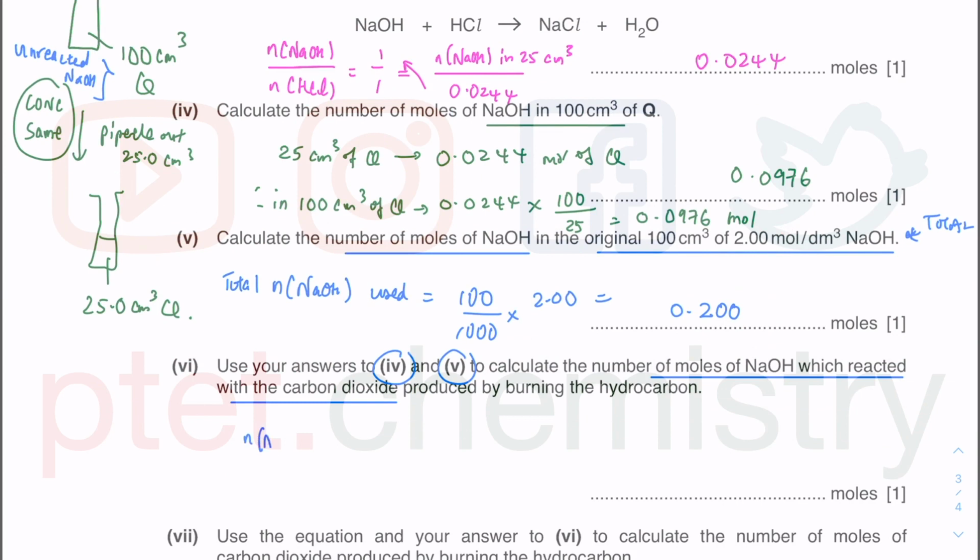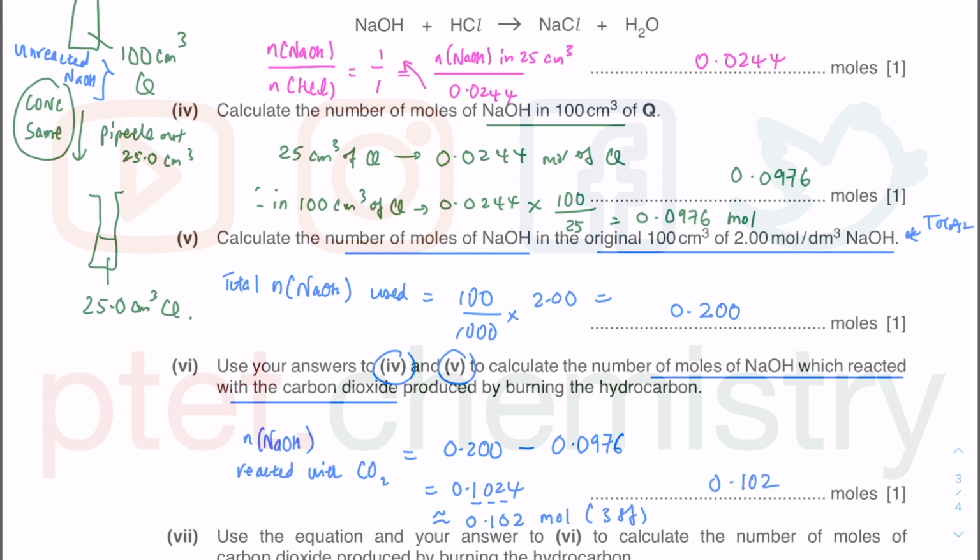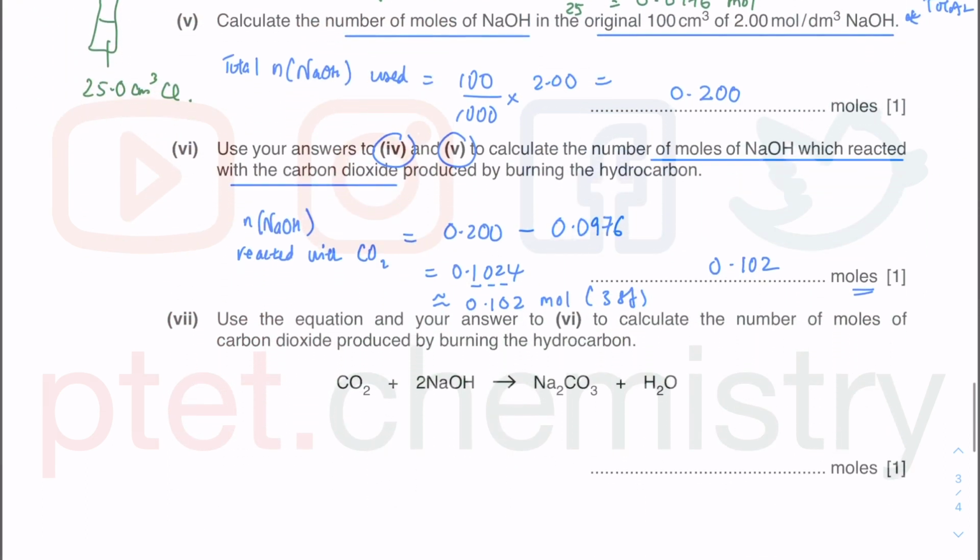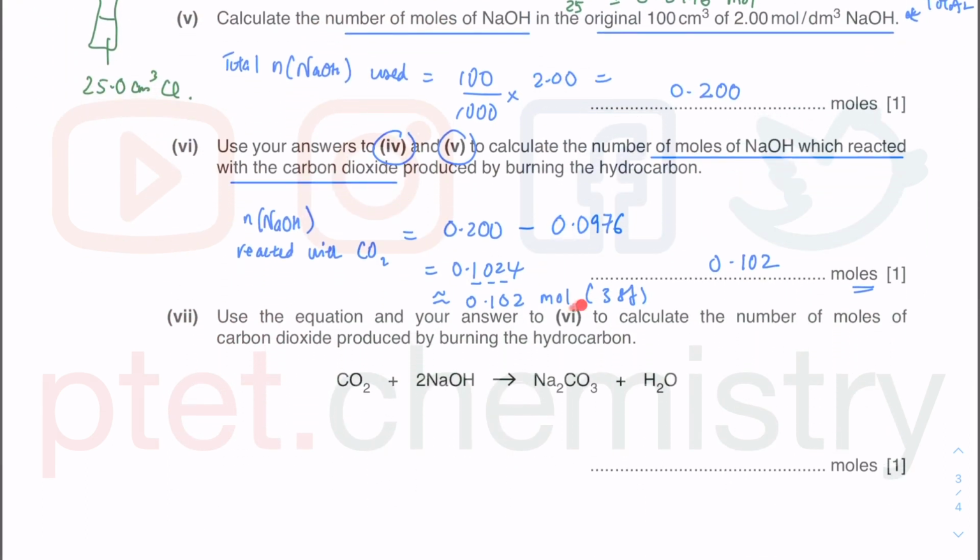So the mole of NaOH reacted with CO2 is going to be the total that you put in minus what remains unreacted. So they give me 0.1024. Now this is 1, 2, and 3 significant figures I want. So I will round it to 0.102 mole because they're asking for mole, and this is 3 significant figures. The unit there is mole. Alright, so just because my calculator shows me this, I need to make a good decision to round my final answer to 3 significant figures.